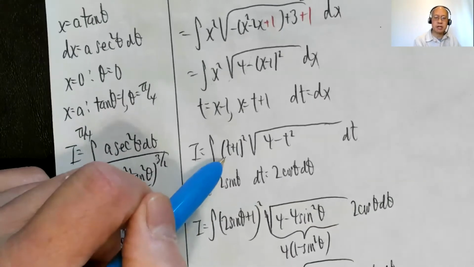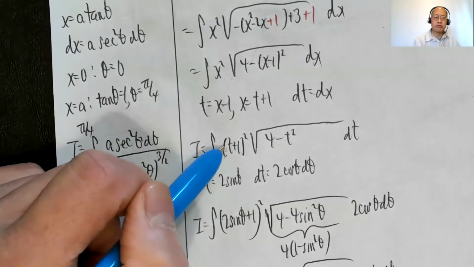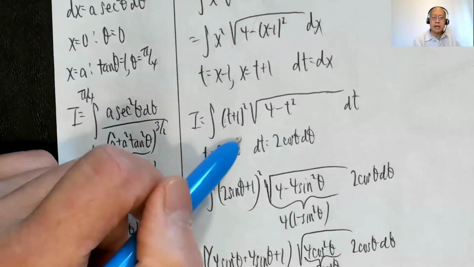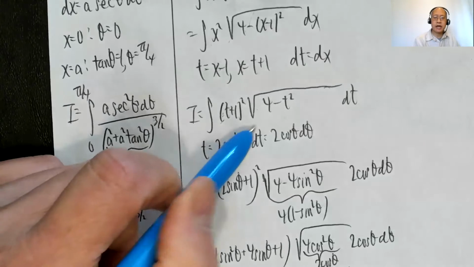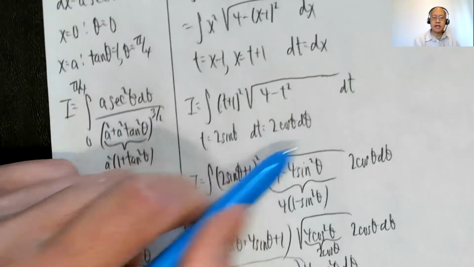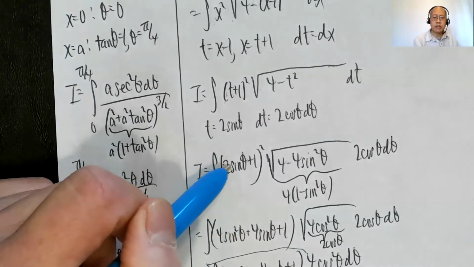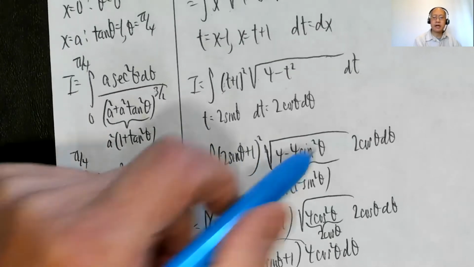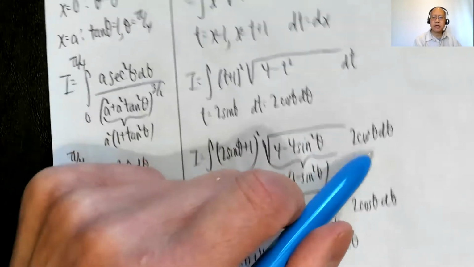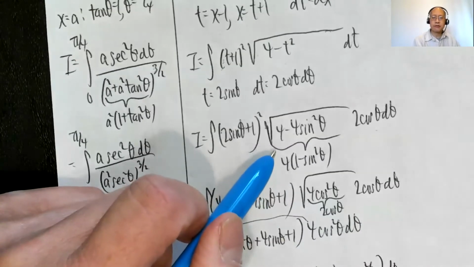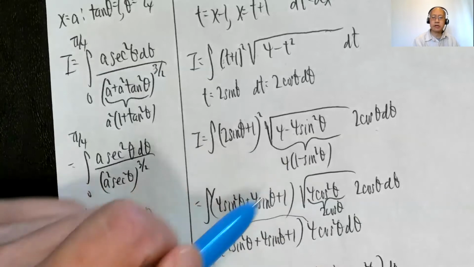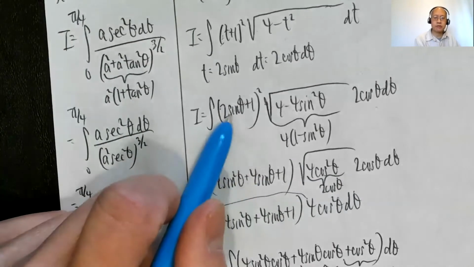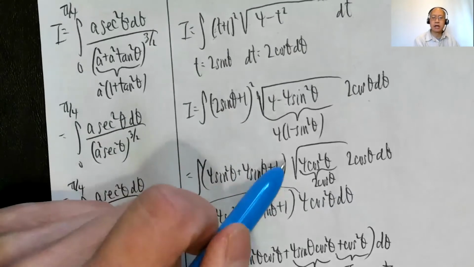So x squared is now (t plus 1) squared, and that's what helps make the problem really long. Radical 4 minus t squared. So let t be 2 sine theta, dt is 2 cosine theta d theta. So this comes out to be (2 sine theta plus 1) squared. Radical 4 minus 4 sine squared theta times dt, which is 2 cosine theta d theta. This factors into 4 times 1 minus sine squared, which is now going to make this 4 sine squared theta plus 4 sine theta plus 1. That's this thing squared. That's really long.